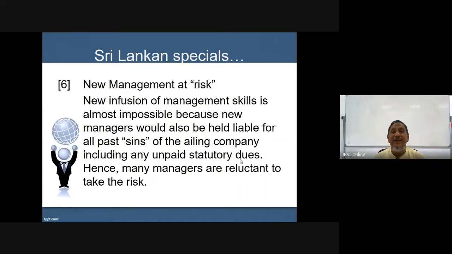New management at a risk. New infusion of management skill is almost impossible because new managers will also be held liable for all past sins of the ailing company, including any unpaid statutory dues. Hence, many managers are reluctant to take the risk. This is what you find in the business environment. When new management is going to take over the business, you find difficulty and it closes down.